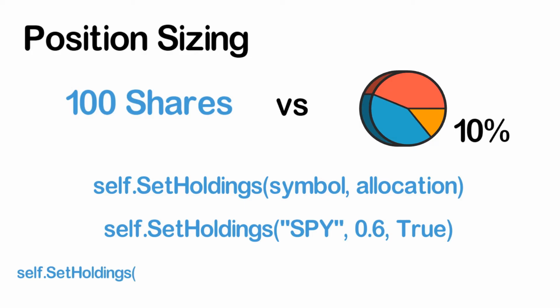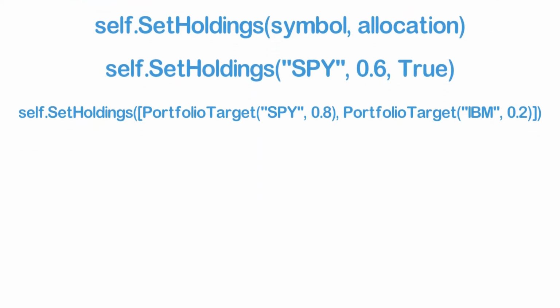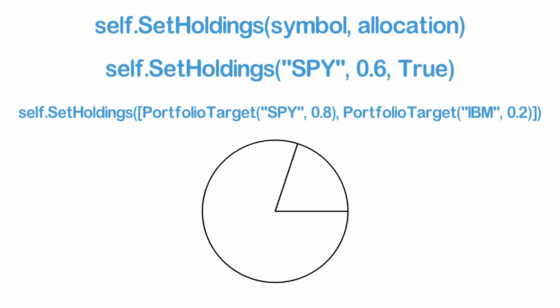Alternatively, you can use set holdings to scale your holdings up or down to a desired level. For this, you need to pass a list of portfolio target objects like this. Doing so will send out market orders so that your holdings in SPY will be scaled down or up to 80% and those in IBM to 20% of your buying power. If you don't want to use market orders for your trading, you can't use the set holdings helper function.